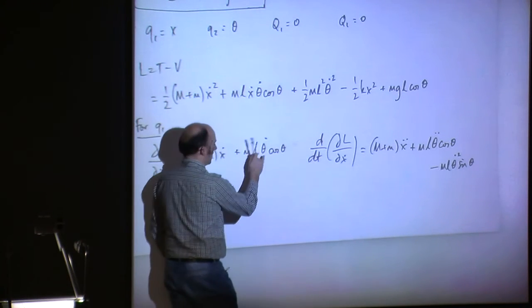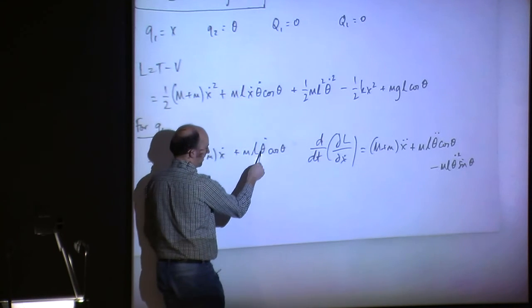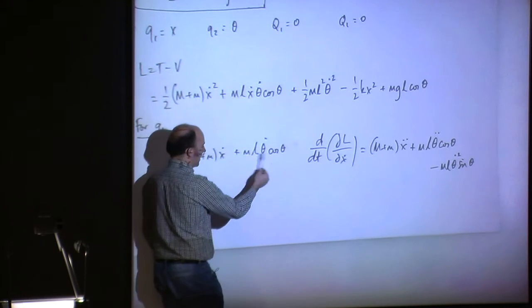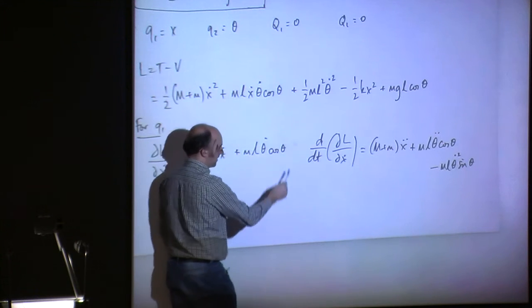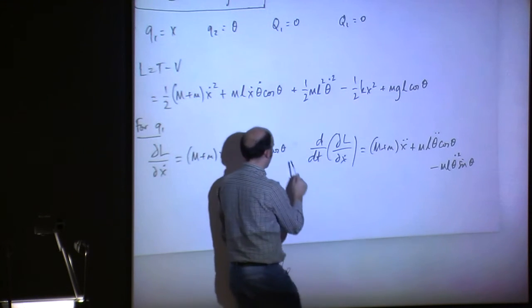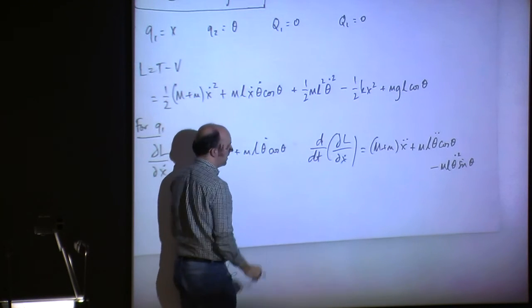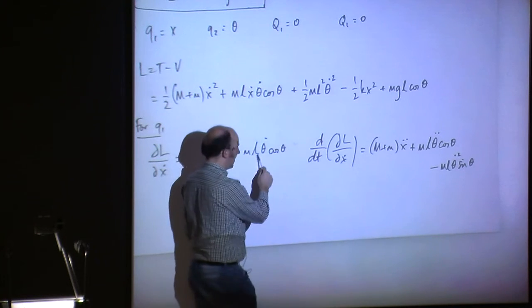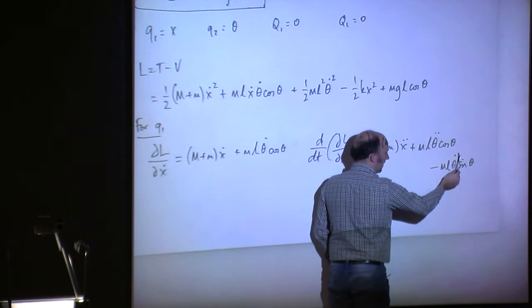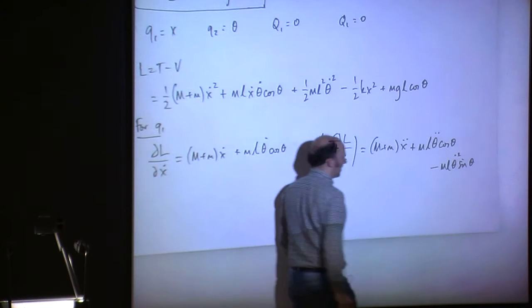But here we've got two things that vary with time, theta dot and theta, and so we need to use the product rule. So we've got ml theta double dot times cosine of theta. Then I have to take the derivative of this with respect to time and multiply it by what I've got out the front here. So I end up with ml theta dot squared times sine of theta.